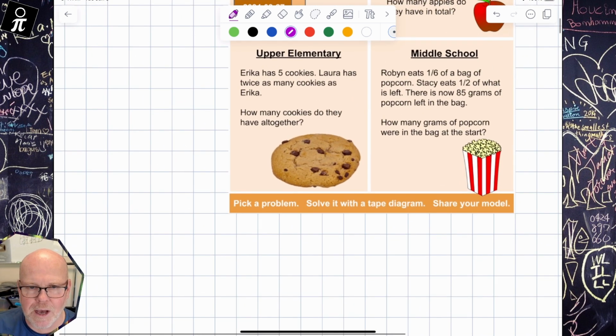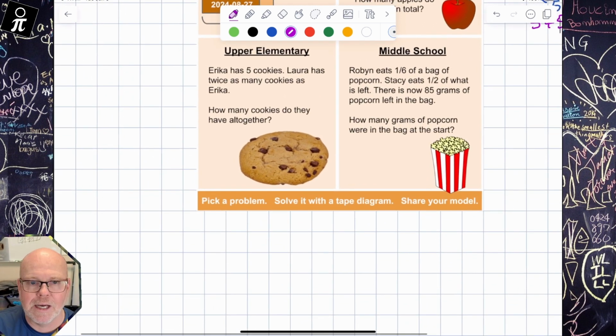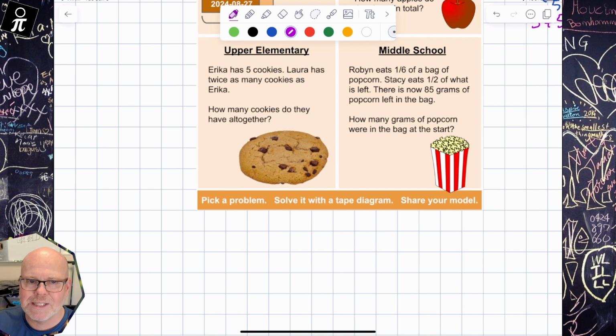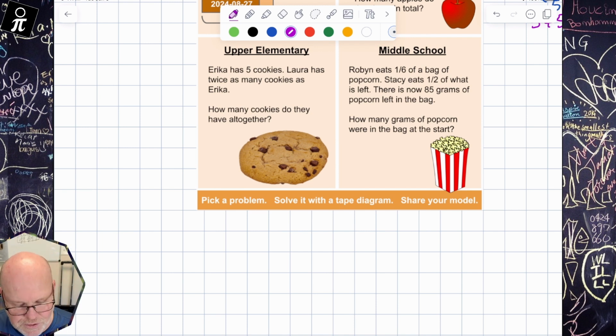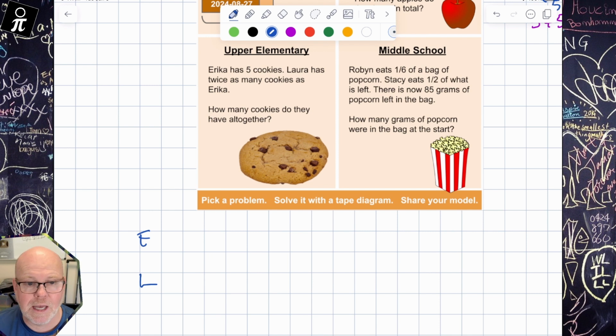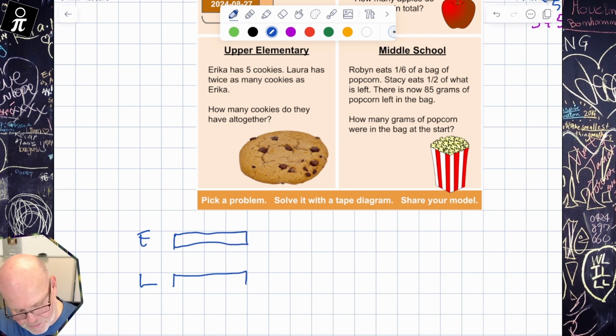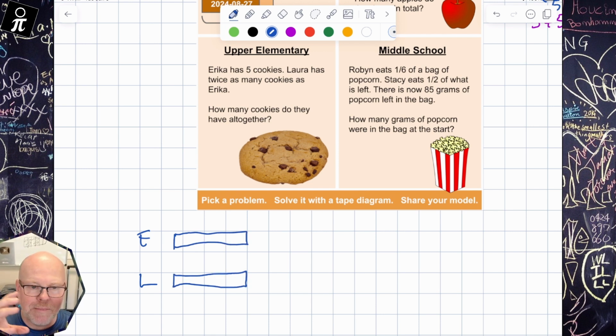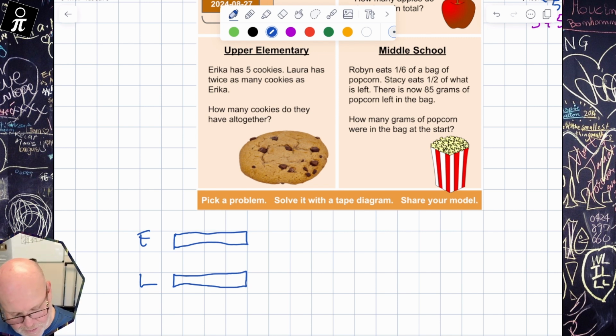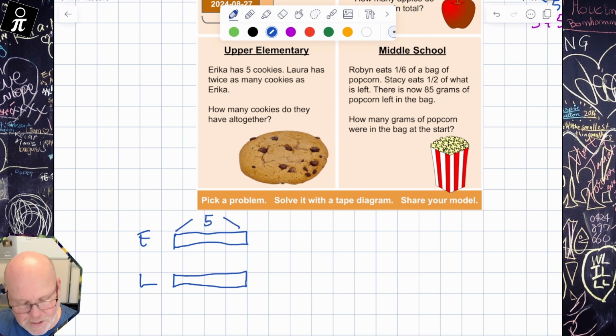All right, let's go to the upper elementary. So Erica has 5 cookies. Laura has twice as many cookies. So we have 2 characters. Again, we have Erica and we have Laura as our 2 characters. Erica has 5 cookies. Now I'm just going to draw them both as the same tape diagram. All right, give them the same equal length, and we know that Erica has 5. So there is 5, which means this down here is also 5.